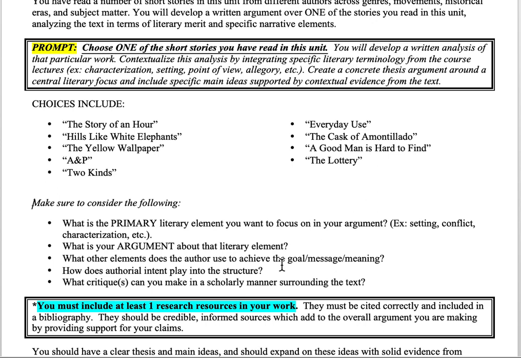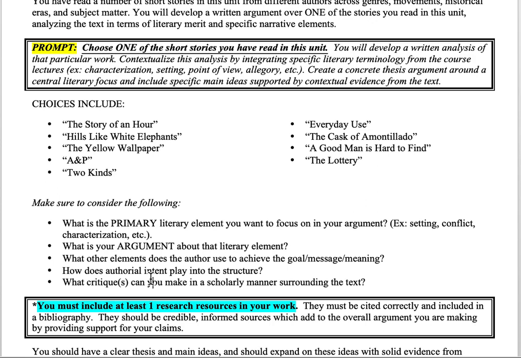And then I also want you to think about how authorial intent plays into the structure. So why does the author include specific characters or events or symbols or plot points or conflicts or aspects of the setting or imagery? Why are those things there? Why does it matter? So, for example, in Everyday Use, the quilt as a symbol is incredibly important.